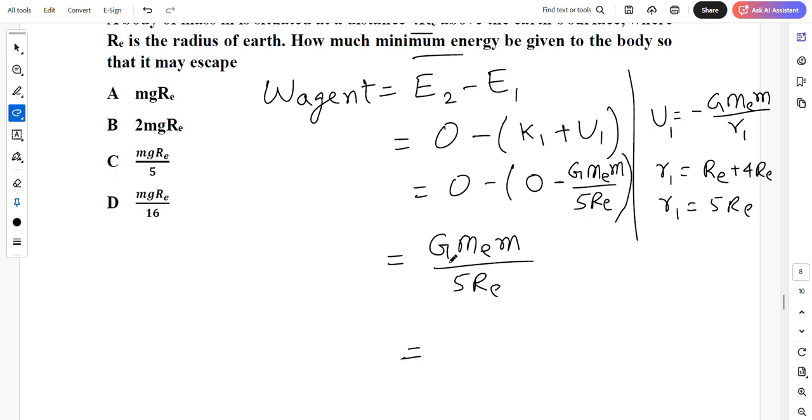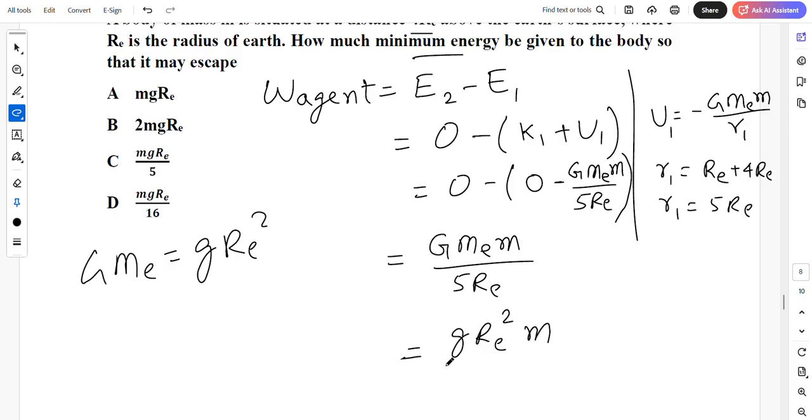Therefore, I can write this as what? Small g r square, I can write. We know that capital G M is equal to, I can write this as what? Small g r square. Small g r square into M divided by 5 r. Therefore this r and this square get cancelled. I can write this as what? mgr by 5. mgr by 5 is the right answer.